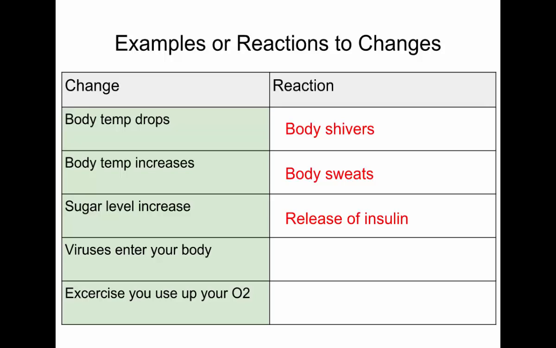When you get a virus in your body that can disrupt homeostasis, your body responds by increasing your body temperature, trying to fight off and kill that virus.